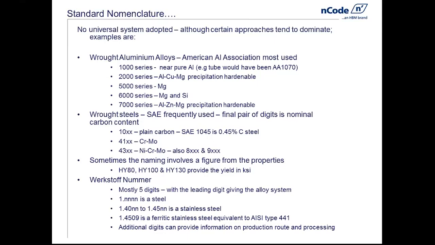Then we go to the Werkstoffnummer, which is the DIN standard, and the leading digit gives you the alloy system. On here I've only put one, which is the iron-based, the steel-based ones, but you will see other digits. And if alloys get accepted, they get a proper Werkstoffnummer. And for example, 1.4509, I give the British stainless steel equivalent for the American Iron Steel Institute type 441. And then you can get now, because obviously these things extend, additional digits for information on production route processing.